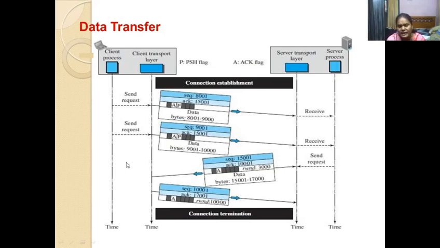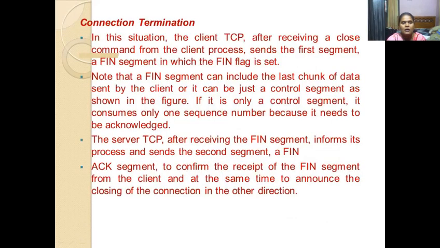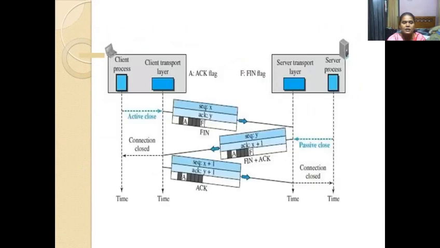Once all the data has been transferred, it enters into connection termination. In this connection termination, it is the client which initiates an active close. The client has to send a FIN segment. We have 6 flags, and out of that, the FIN flag has to be enabled. Why? Because this segment is going to be the finish segment.